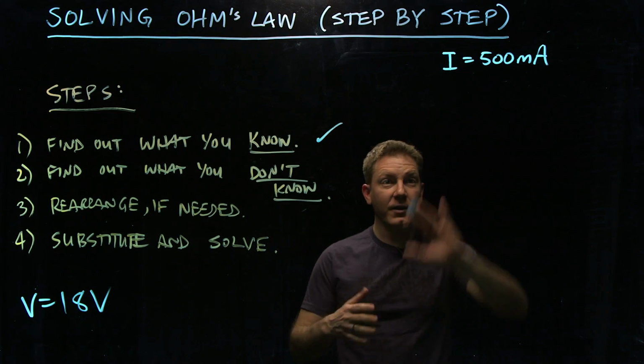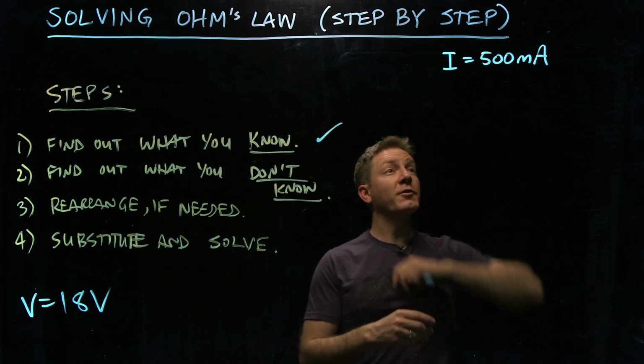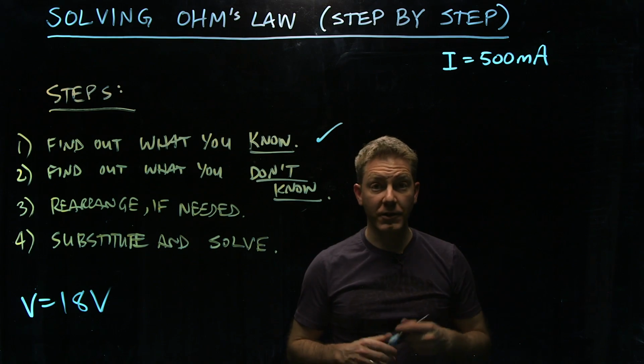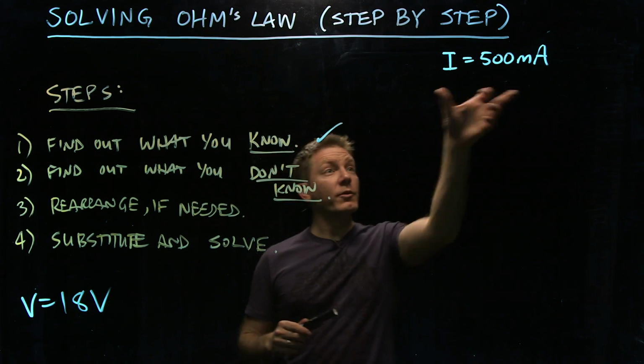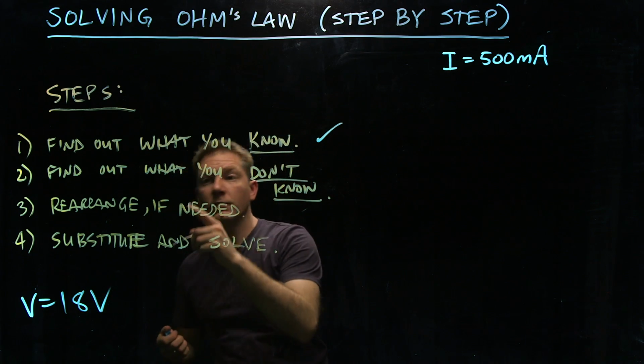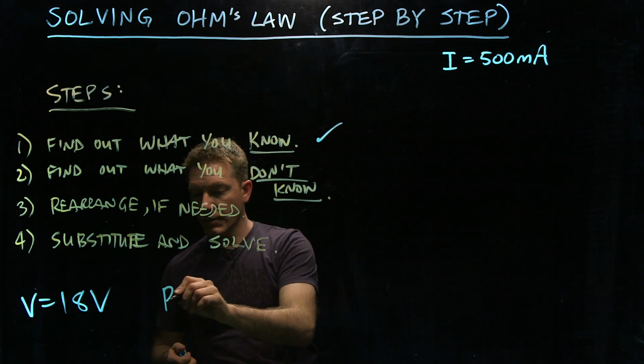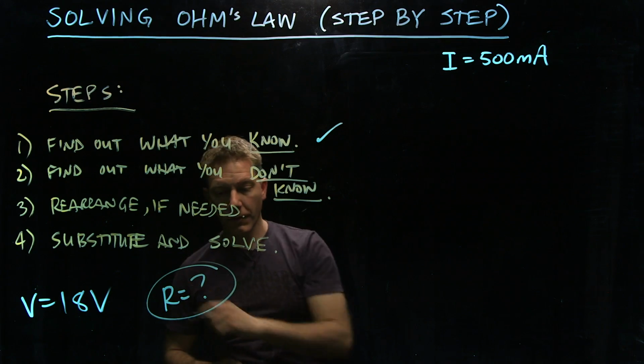Okay, when you weren't looking, I erased some stuff, and I put I equals 500 milliamps here, and V equals 18 volts there. You know why? Because I did step one just for you. You're welcome. So find out what you know. We know current, we know voltage. What we don't know is resistance.